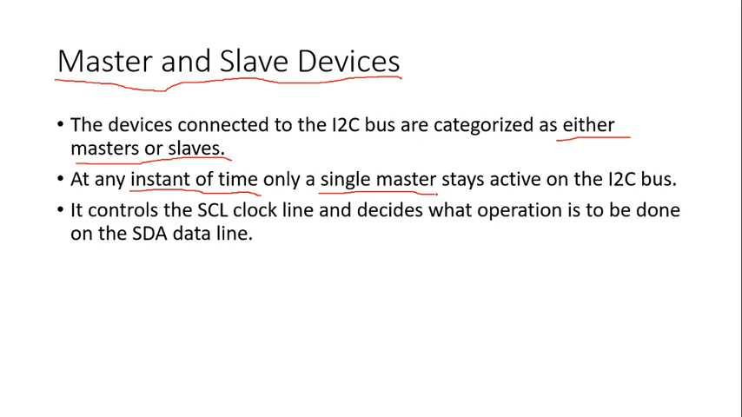So in the case of the I2C protocol, the serial clock line is controlled by the master, and at a time only one master can stay active in the I2C bus. Similar to the SPI protocol, in I2C also you have a master and slave configuration. One controller will be active as a master, and a number of other devices or peripherals will be present as slaves.